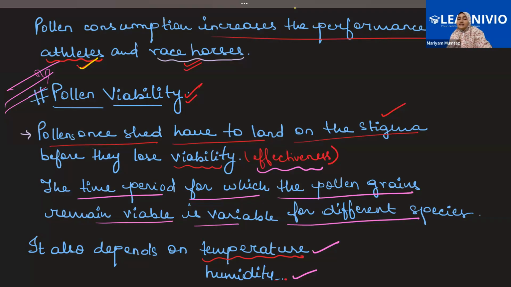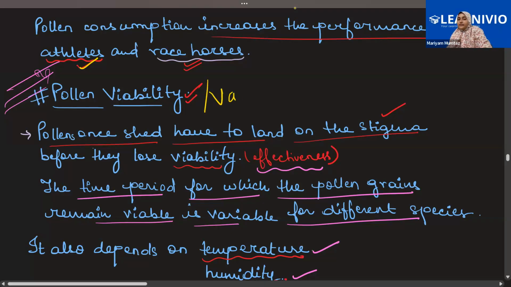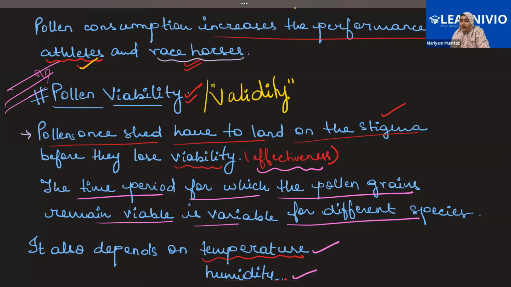Viability can also mean effectiveness. I'll write validity so that you can understand. Don't write validity in the exam. This is just for your understanding. Now, the time period for which the pollen grains remain viable is variable for different species. It varies from one species to another.